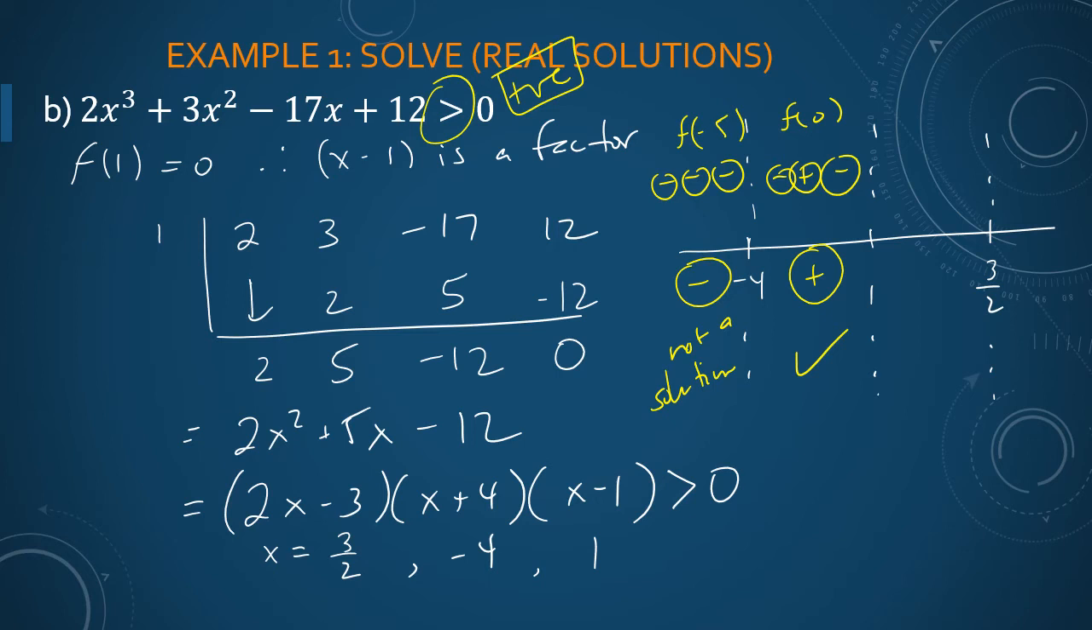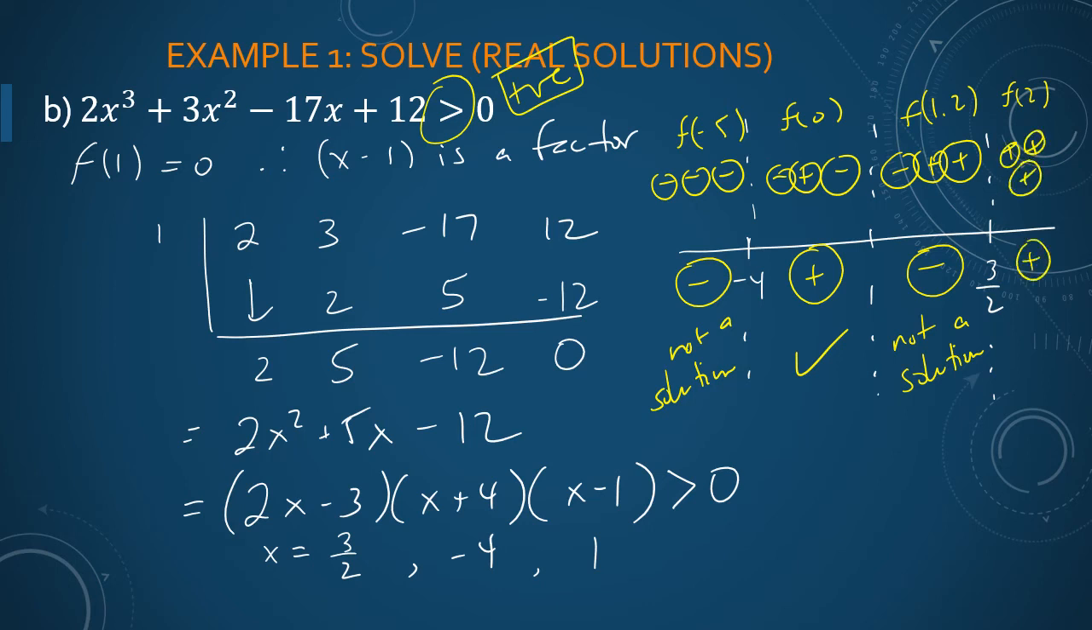Now, if fractions aren't your thing, right? This is between 1 and 3 over 2, which is 1.5. So you could pick, I don't know, whatever you want, 1.2, let's say. And when you do that, you get negative, positive, positive. That net result is negative, and that is not a solution. Pick a number bigger than 3 over 2. Remember, that's 1.5. You could pick 2. They're all going to be positive. Net result positive. That's a solution.